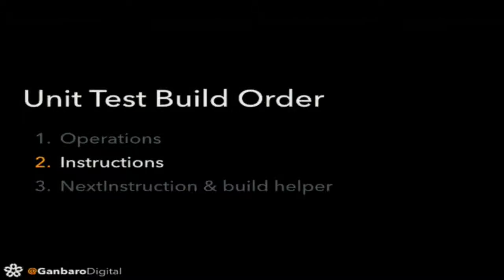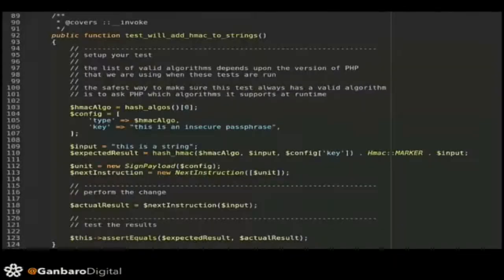To test your instructions, which is the next thing you do, they're also straightforward. But the trick here is we actually instantiate a pipeline with one instruction in. It's what we do in order to run them, because we want to make sure they work inside the pipeline. So we create our next instruction, and then we call it with our input. And then we check the output. And you see, it's just single lines to do all this stuff. There's no huge setup got to be done.